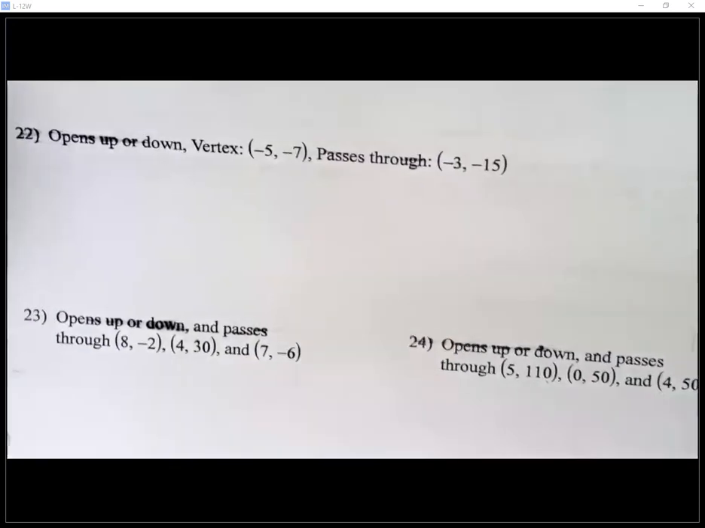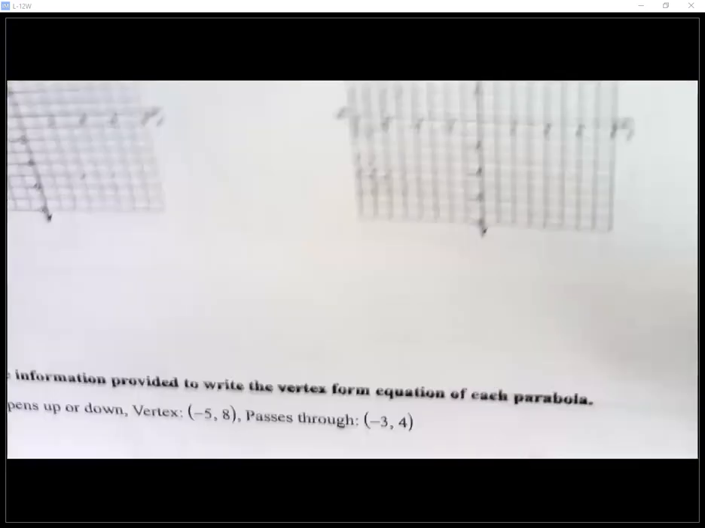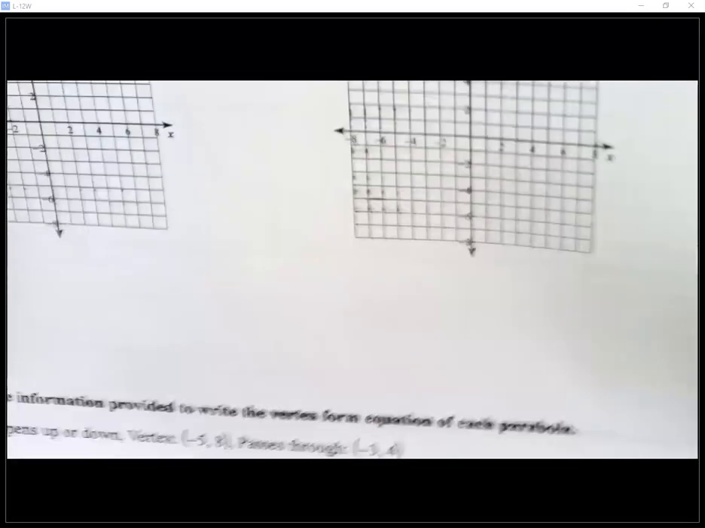Let's do one in vertex form too. Is there one on here? An inequality? No, I was confused because you were talking about the test, and I was like, wait a minute.